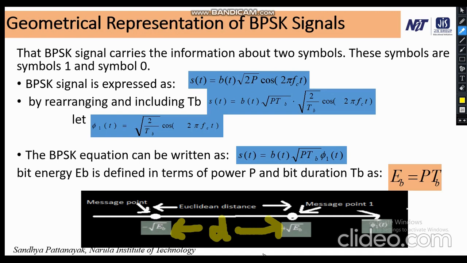In today's class we discussed the basic fundamentals of binary phase shift keying, that is, the geometrical representation of the BPSK signal. Then we discussed generation and demodulation, that is, how to perform demodulation of the BPSK waveform.